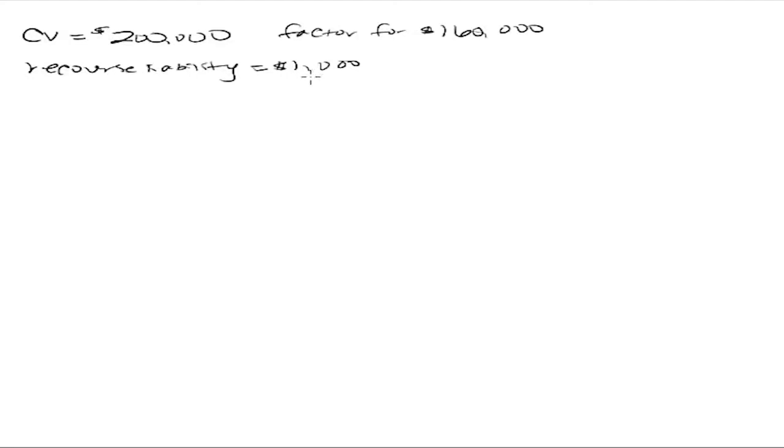So we want to figure out how to record this sale. So we got some money. That's the whole point of selling the receivables, and we got $160,000 in cash from the sale.